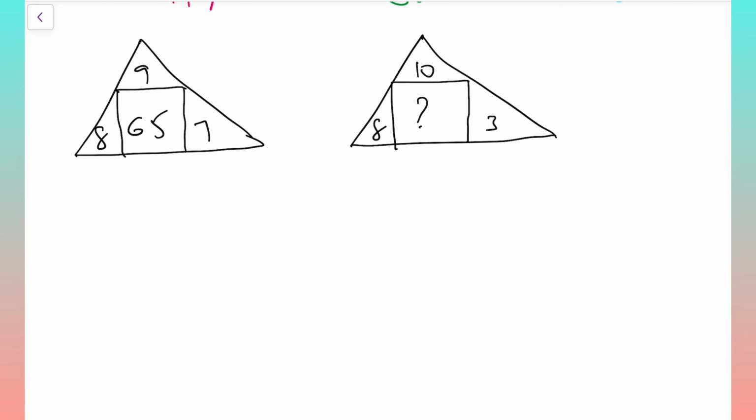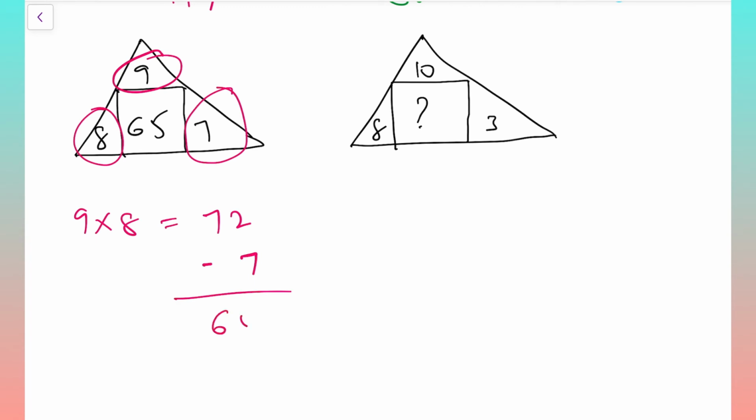Okay, now these two numbers I will take. 9 into 8. 9 8s are 72. So from the 72 answer, I will remove the third number. 72 minus 7, which is nothing but 65. Yes, that is the middle number.